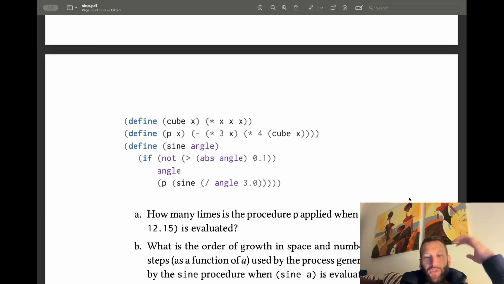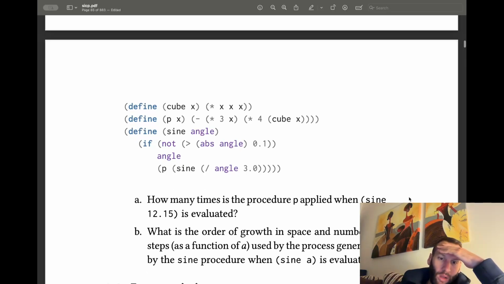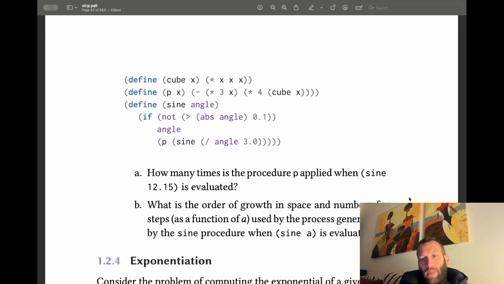How many times is the procedure P applied when sine of 12.15 is evaluated? What is the order of growth in space and number of steps, in space and time, as a function of a, used by the process generated by the sine procedure when sine a is evaluated?